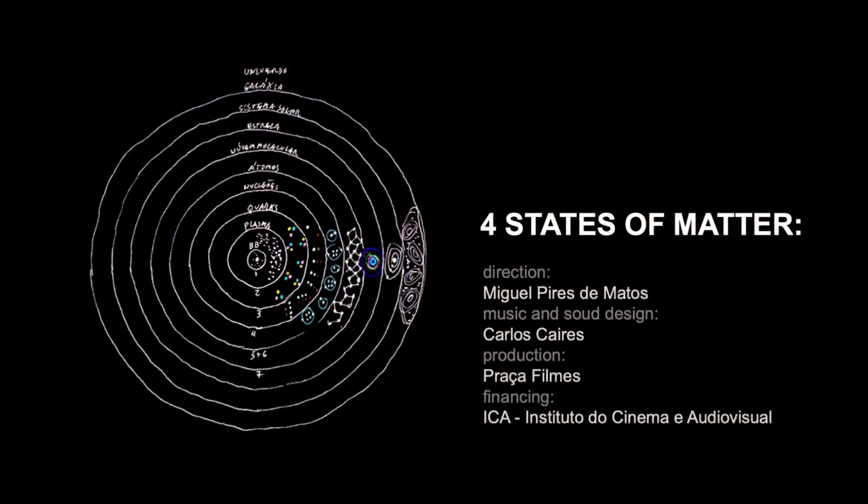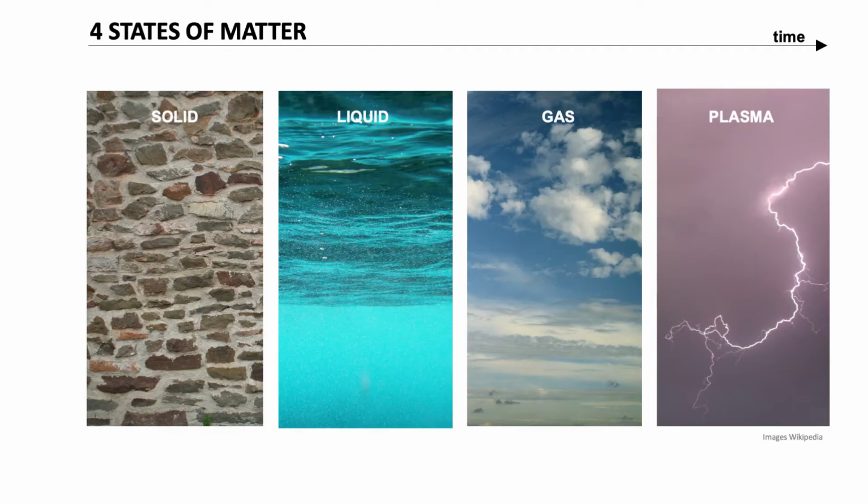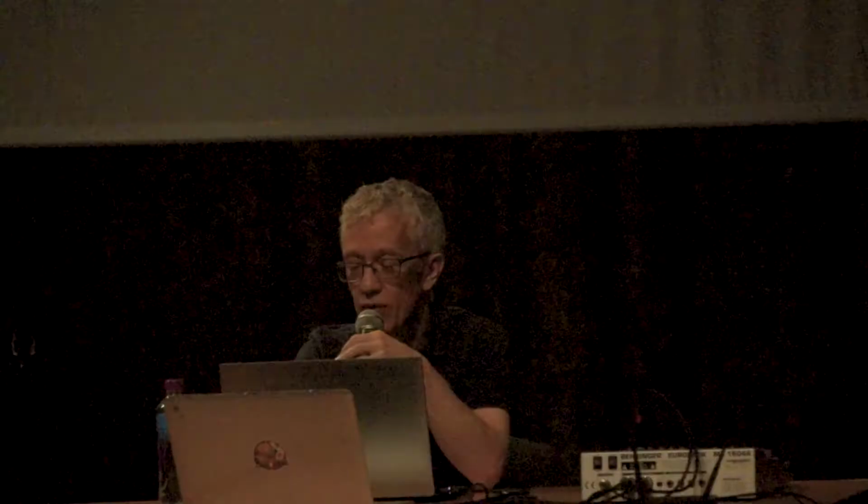Four States of Matter is developed in four acts formed by distinct graphic and sound universes, and it stands as a journey through the four main states of matter: solid, liquid, gas, and plasma. And in each of the parts, science, art, and religion are three conceptual dimensions and sources of inspiration.